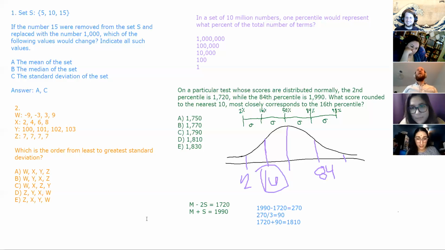I think each of these little divisions from 2 to 16 is 90. From 16 to 50 is 90. Okay. Well, that's great because I had no idea how to solve this problem when I looked at it. But yeah, the key here is the wording that it's a normal distribution, and knowing that normal distribution is special in this bell graph way.